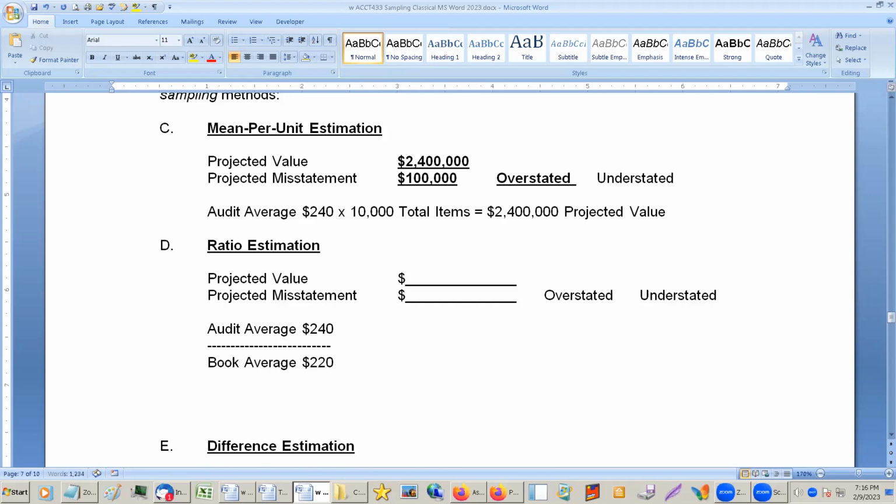The book average is 220. And so this will really give you a stark look at the difference between these methods and what they can give you. I think that's right. Might be up by $1 there. That's what I got, I rounded up. And so this is the projected value.